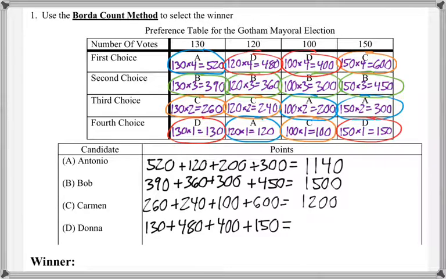Donna got 130 plus 480 plus 400 plus 150. So that is 1,160 total points. So Bob got the most points. So Bob is the winner by the Borda count method.